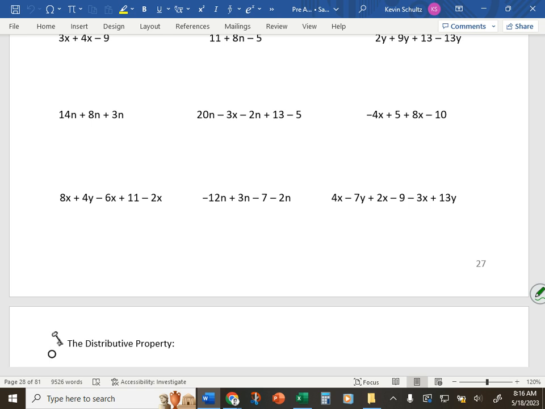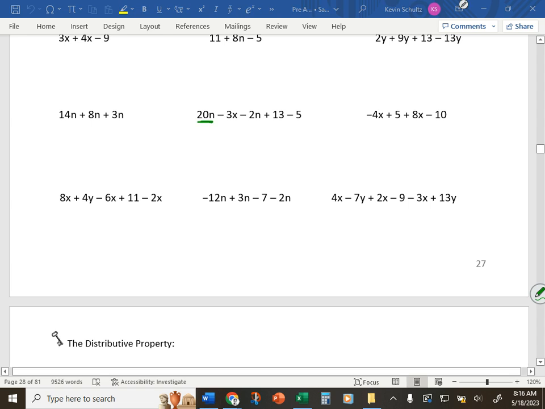What can we combine? What has the same variable? William. 20n and 2n. Don't forget about that sign. Negative. It's a negative 2n. Okay, that sign belongs to the term. So how many n's do we have total?